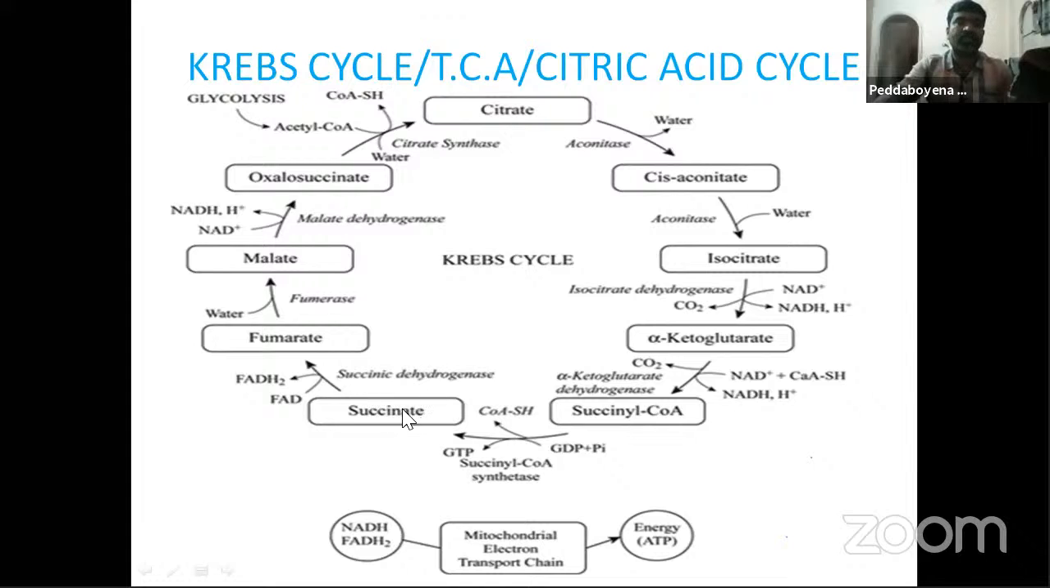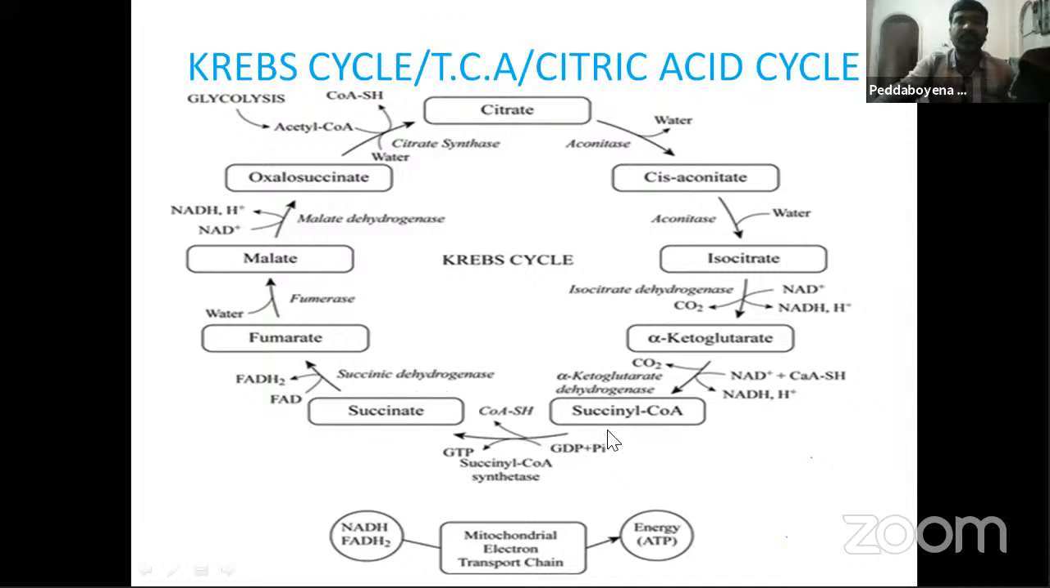Then you observe that succinate is involved in an oxidation reaction. In this oxidation, FAD is reduced to FADH2, and succinic acid is converted into fumarate. In this reaction, the specific catalyzing enzyme is succinic dehydrogenase.